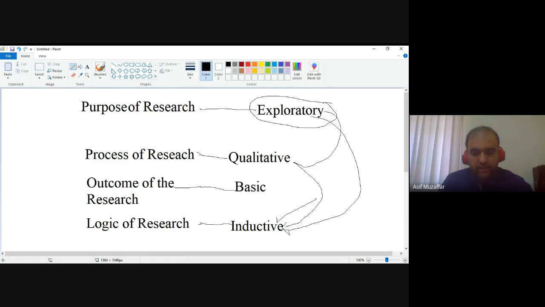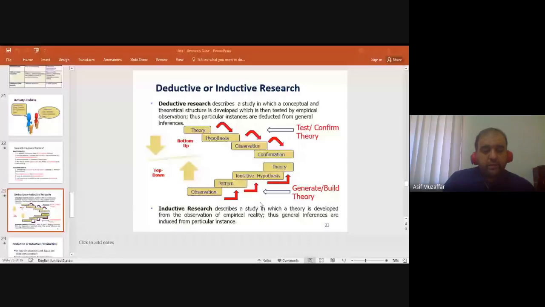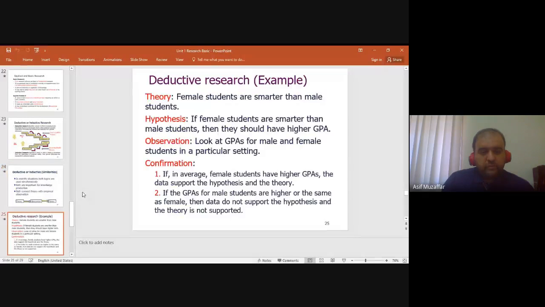Yeah, so now I can stop sharing this paint and I can share with you the slides again. Okay, a window reference for unit 1. Okay, so now you know about deductive and inductive research. Moving forward, there is one example given here. You can just read it by yourself.